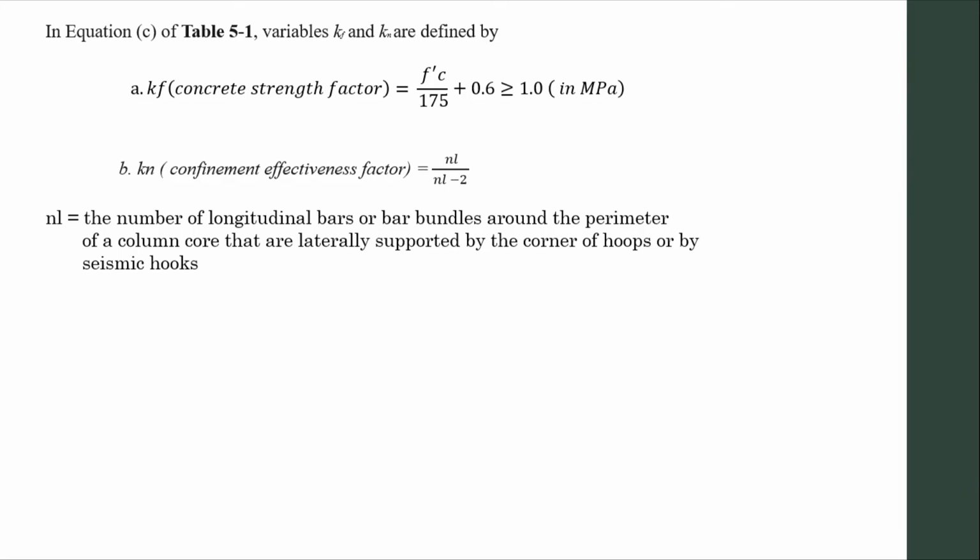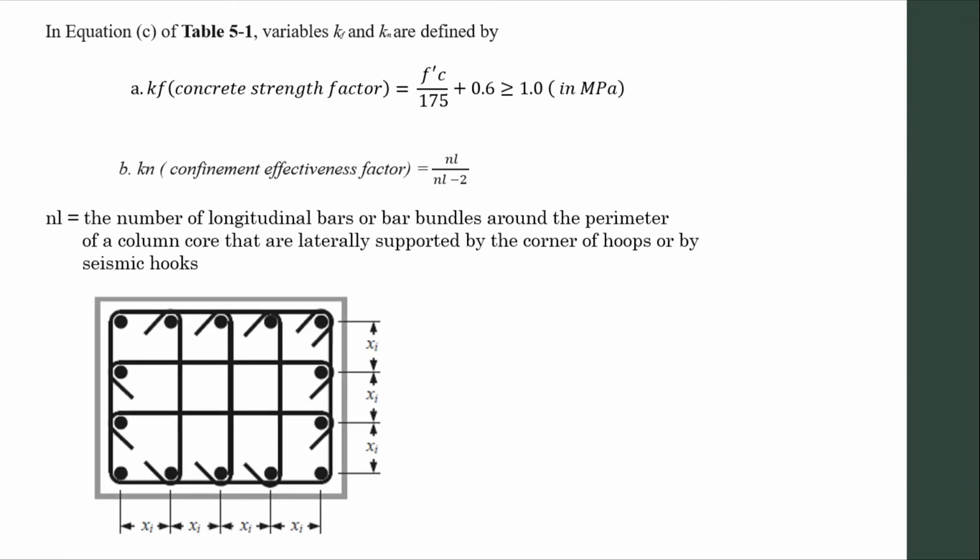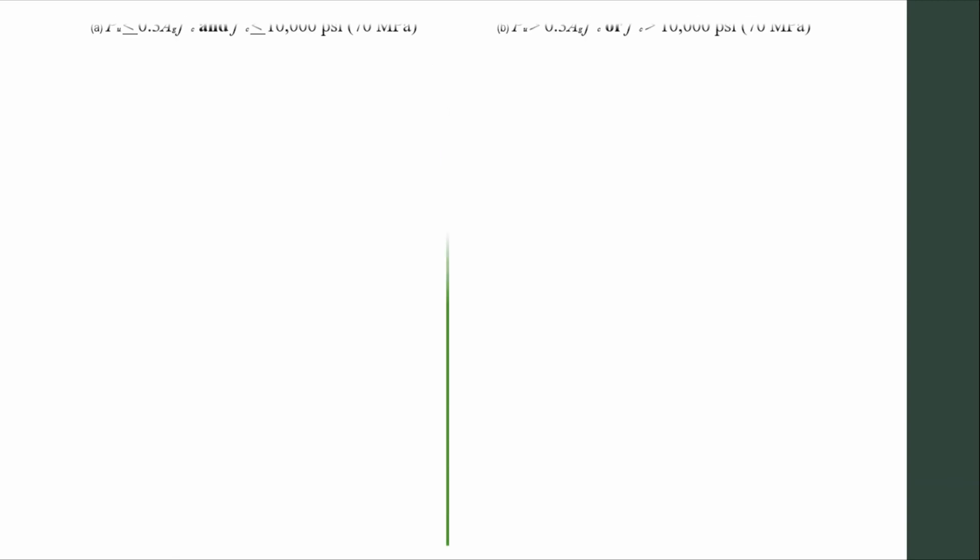What is NL? It is the number of longitudinal bars or bar bundles around the perimeter of a column core that are laterally supported by the hoops or the seismic hoops. So, for example, this is our column again. Then, ang NL dyan is 14. So, why 14? Around the perimeter, bilangan mo yung longitudinal bars na laterally supported. 1, 2, 3, 4, 5, 6, 7, 8, 9, 10, 11, 12, 13, 14. Tama? So, meron tayong 14 NL. So, KN natin is 14 over 14 minus 2, so 14 over 12.